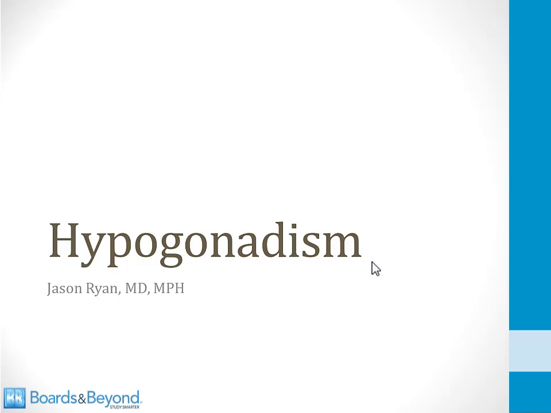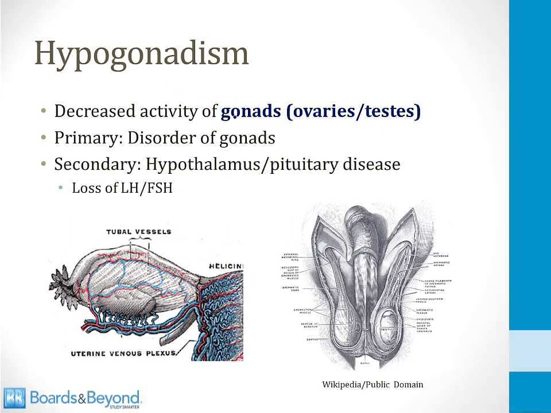Hello everyone and welcome to our module on hypogonadism. Hypogonadism refers to decreased activity of the gonads, either the ovaries in females or the testes in males. And just like other endocrine disorders, hypogonadism may be either primary or secondary. Primary hypogonadism refers to a disorder of the gonads where either the ovaries or testes fail.